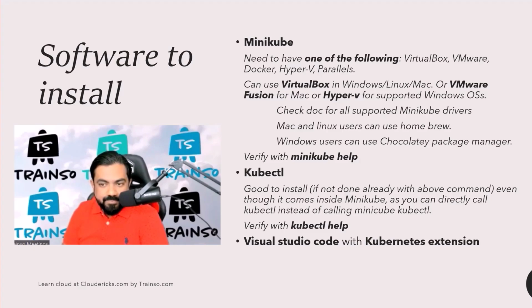Kubectl, even though kubectl comes inside Minikube, it is good to install kubectl separately. The kubectl within Minikube, you will have to call as minikube kubectl. Why call minikube kubectl always? If you have installed a kubectl outside of Minikube also, you can simply call kubectl. And once you do that, you can verify with kubectl help. And many of these installations are straightforward. And if you are stuck, you can first always Google. If you are again stuck, then you can ask in the study group.